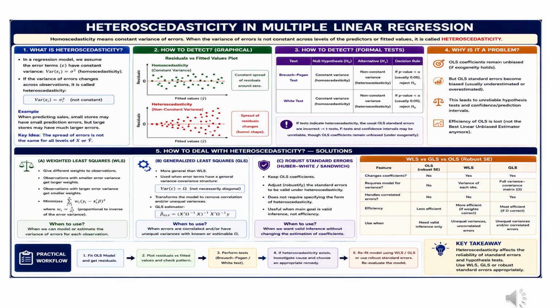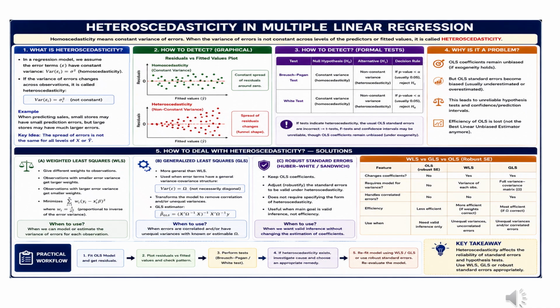Now let us discuss another important assumption of multiple linear regression, constant variance of the errors, which is called homoscedasticity. The opposite situation is called heteroscedasticity. Let us understand this with our company example. Suppose we are predicting sales for different stores. For small stores, our prediction errors may be relatively small, but for large stores, the prediction errors may become much larger. So the spread of our errors is changing as the level of sales changes.